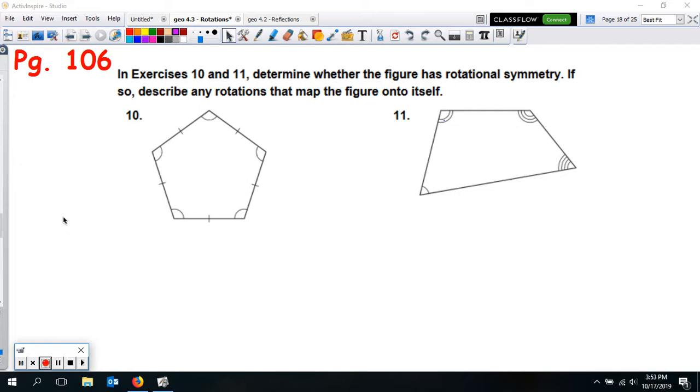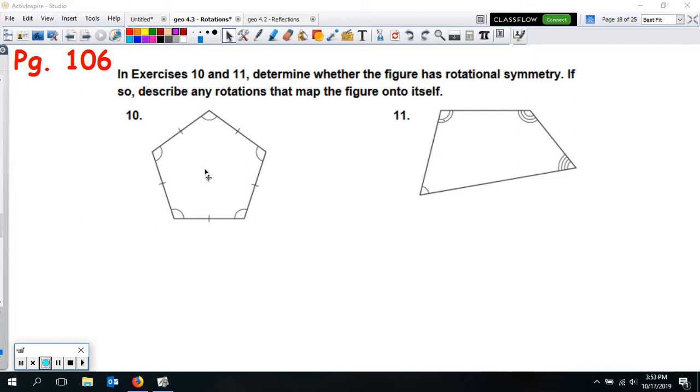Okay, so back to our just last two problems on our extra practice, page 106. We're asking the same question, determine whether it has rotational symmetry. So just that question alone is an important question. Does it have rotational symmetry? And then if it does, describe any rotations that map the figure onto itself. So that's where we're describing the degrees, how many degrees until it maps it onto itself.